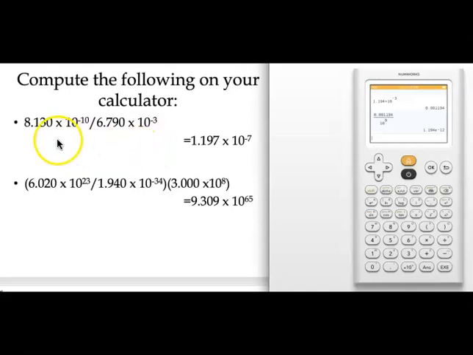Okay, so first thing I'm going to do is look at these two numbers, and I'm going to enter those into the calculator. So I've got 8.13. I'm going to leave the 0 off because that's not important. I'm going to click the times 10 to the blah, blah, blah button here. And this is that EXP button on some calculators, an EE button. Sometimes you have to press 2 buttons to access it, but this one's actually not too bad.